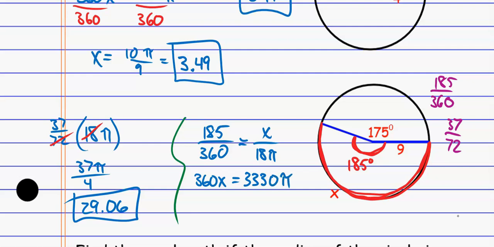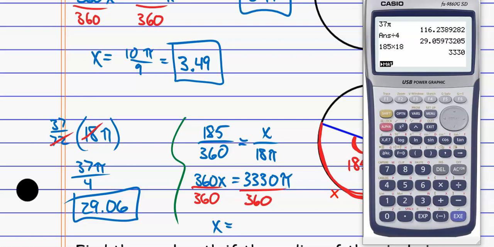And now you divide each side by that 360. And this one might be a little bit harder to reduce in your head. You need to use the calculator a little bit for this. You will get the same thing. I'm just going to plug it right into the calculator for the decimal approximation.